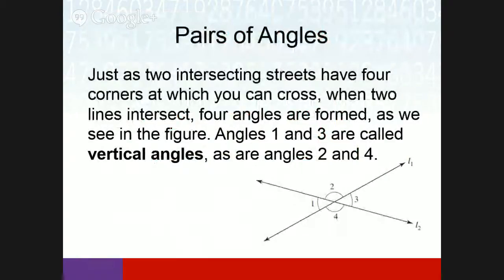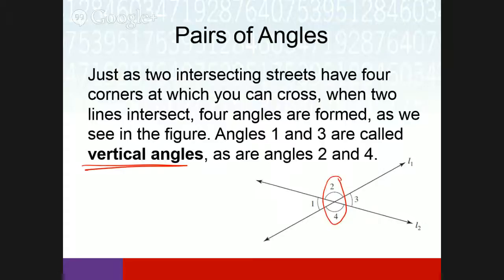Pairs of angles. So we're going to get into a little bit more definitions here. Vertical angles are angles when I have 2 lines intersect. We have 4 angles that are formed. And vertical angles share a vertex. Okay, so 2 and 4 are vertical angles, and 1 and 3 are vertical angles, right? Turns out vertical angles are always equal.